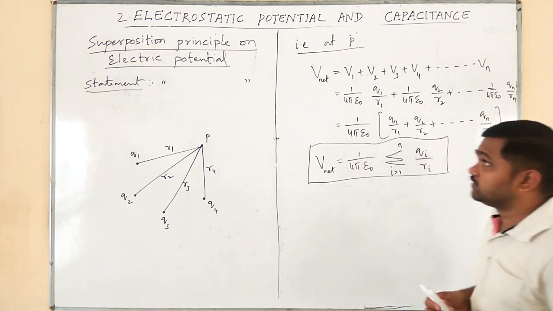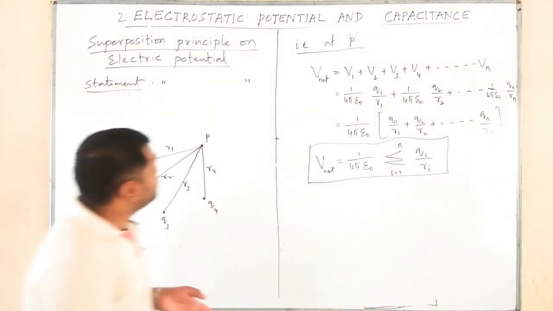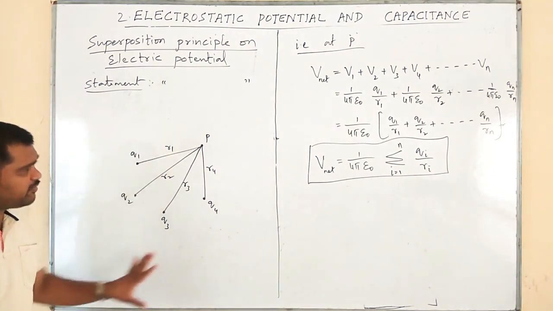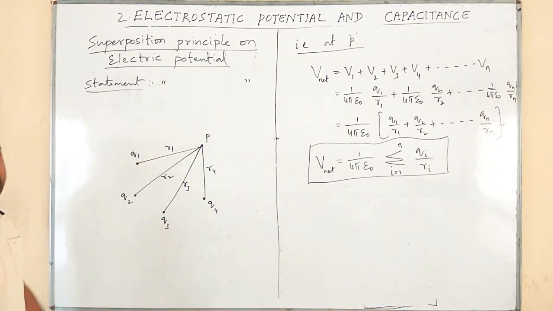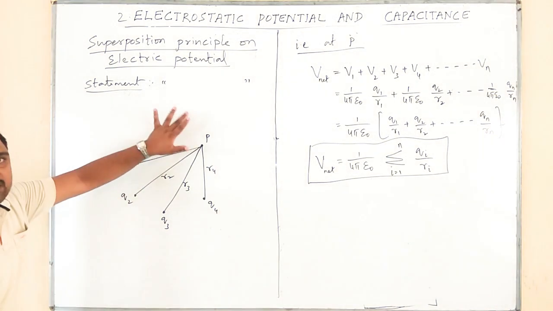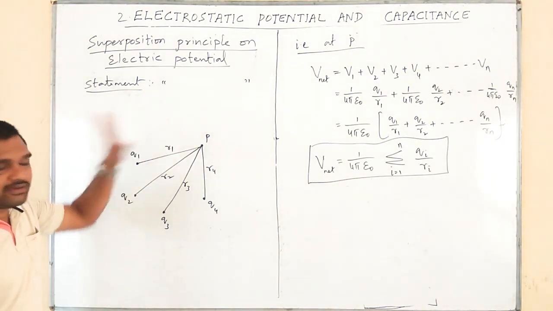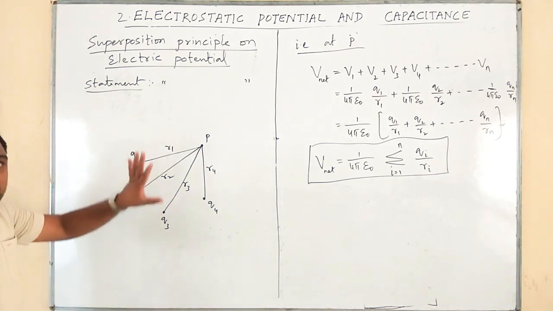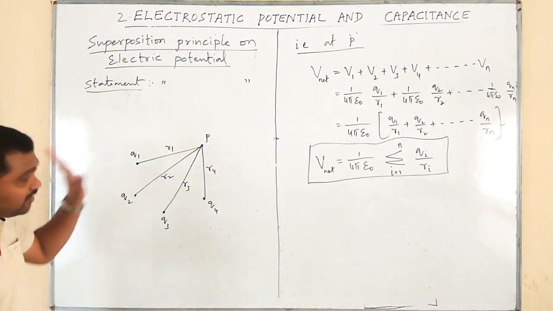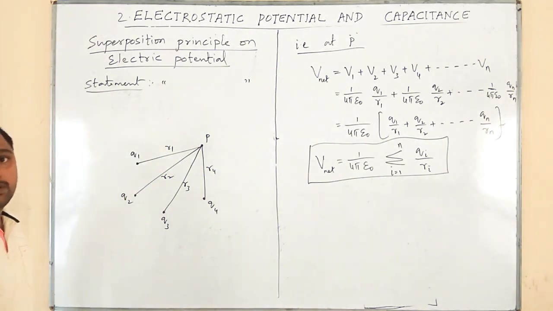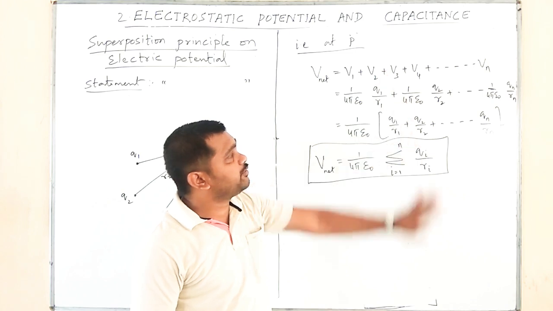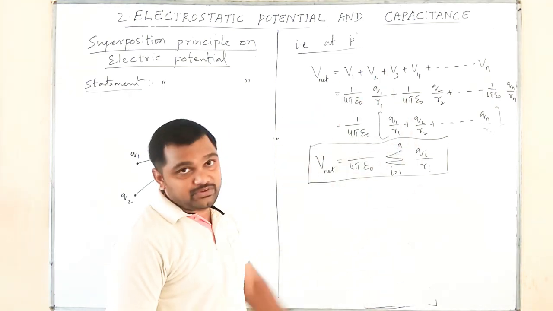Okay, let me repeat once again. The superposition principle on electric potential says that when a number of point charges are interacting at a place, the net electric potential at a given point is equal to the algebraic sum of electric potentials due to all the charges at that given point. That is, V net is equal to V1 plus V2 plus V3 and so on up to Vn.